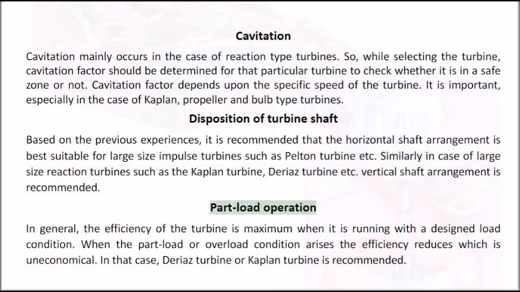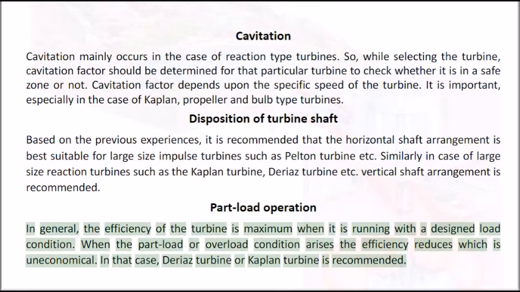Part load operation. In general, the efficiency of the turbine is maximum when it is running with a designed load condition. When the part load or overload condition arises, the efficiency reduces, which is uneconomical. In that case, Francis turbine or Kaplan turbine is recommended.